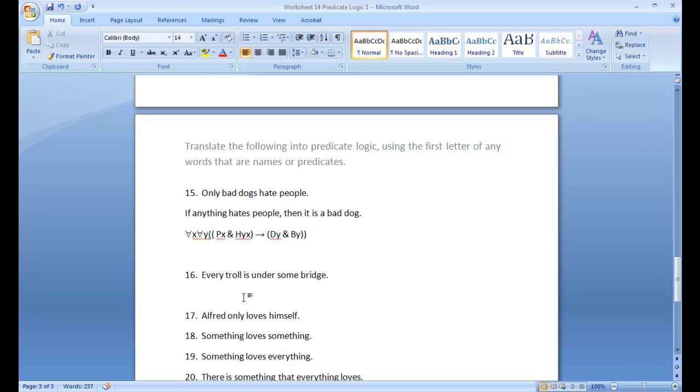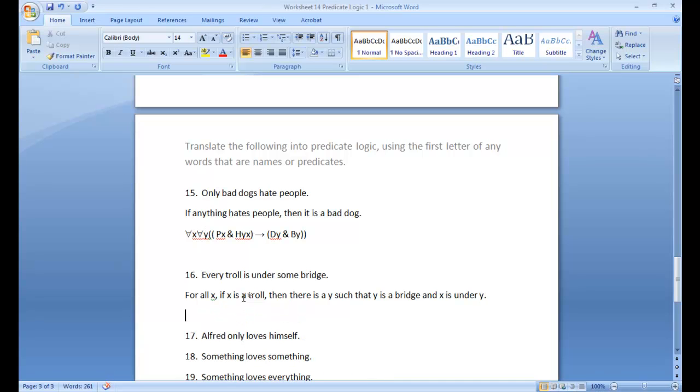So "every troll is" tells us something like this: for all x, if x is a troll, then there is a y such that y is a bridge and x is under y. Okay? So how would we translate that into predicate logic? Well, for all x, if x is a troll, then there exists a y such that y is a bridge and under x, y. So for all x, if x is a troll, then there exists a y such that y is a bridge, and that troll x is under that y.